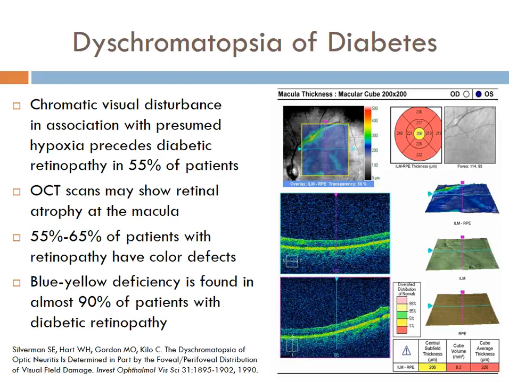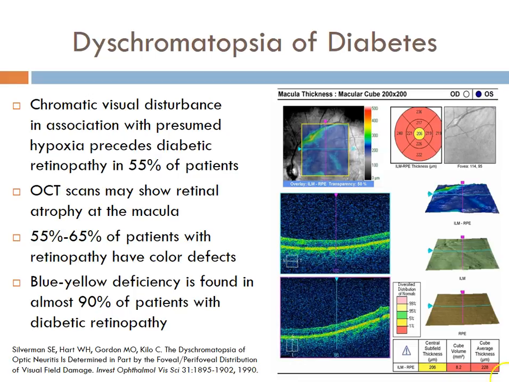We're talking about diabetes. So the correct term is dyschromatopsia of diabetes. Dyschromatopsia is a loss of color vision, a loss of chromatic discrimination. That's the technical term. So there's a loss of color vision that's associated with people having diabetes. And these little factoids were, to me, incredible. The first thing, that chromatic visual disturbance in association with presumed hypoxia precedes diabetic retinopathy in 55% of patients. Wow. I mean, that's almost worth saying again.